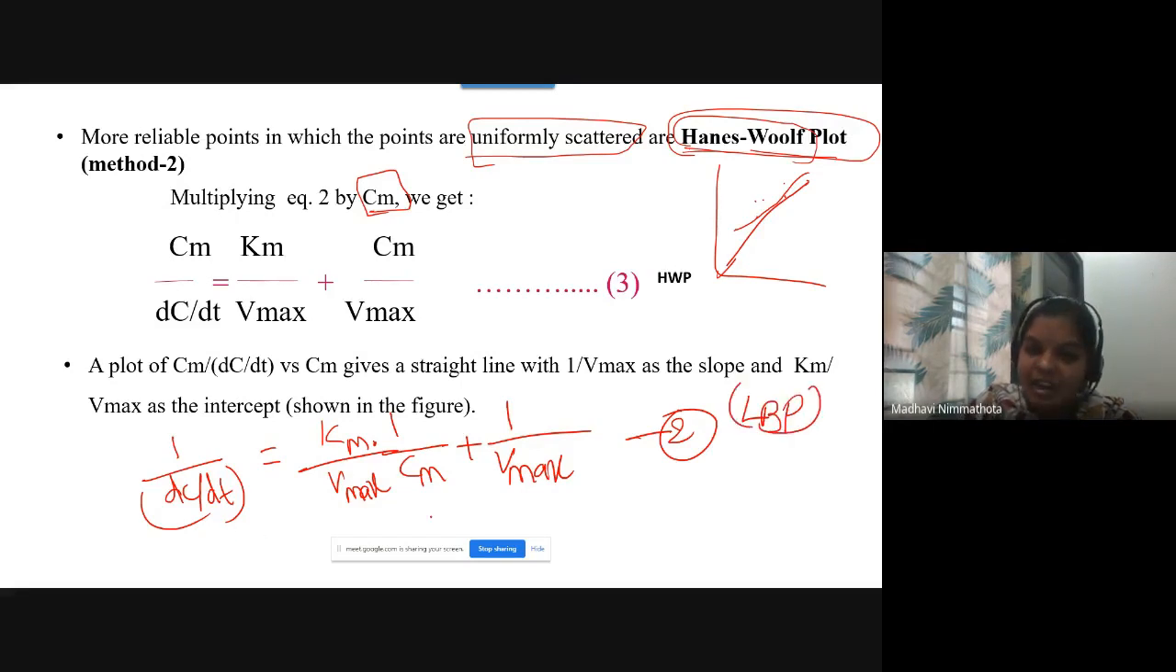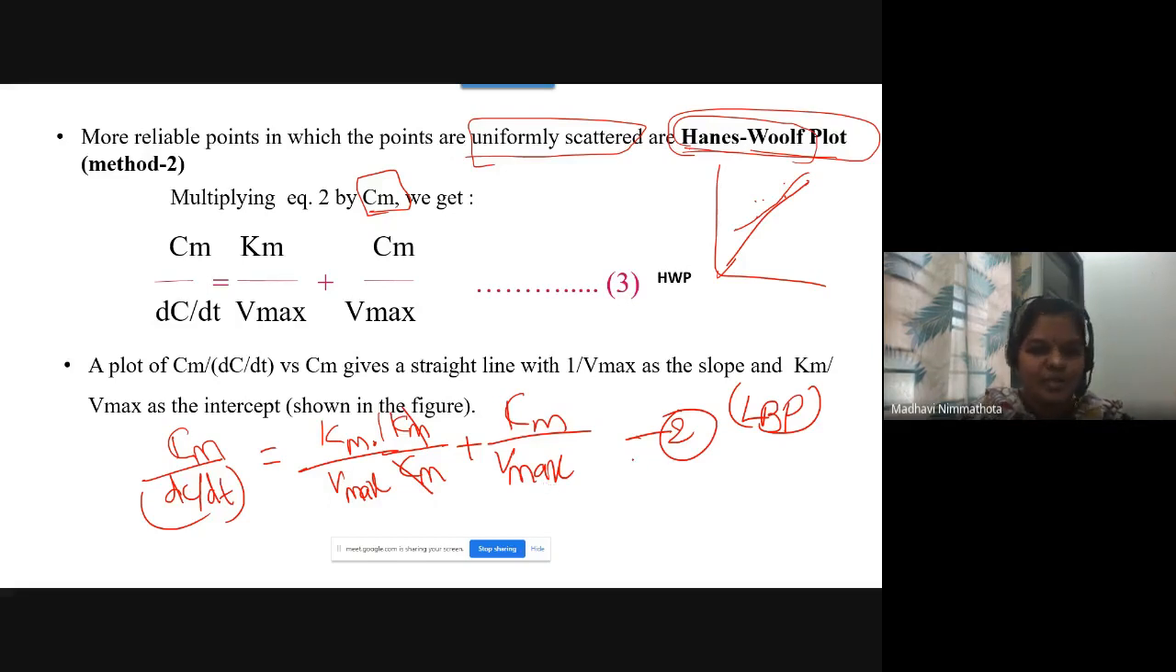So first you can write this equation. Then we will get equation 3 from this equation by multiplying equation 2 with Cm, that is the midpoint of the sampling interval. So when you multiply this with Cm, here the Cm comes divided by dc by dt, then Km by Vmax is as it is. You multiply it with Cm, so Cm by Cm gets cancelled. Then here Cm by Vmax. How simple it is!